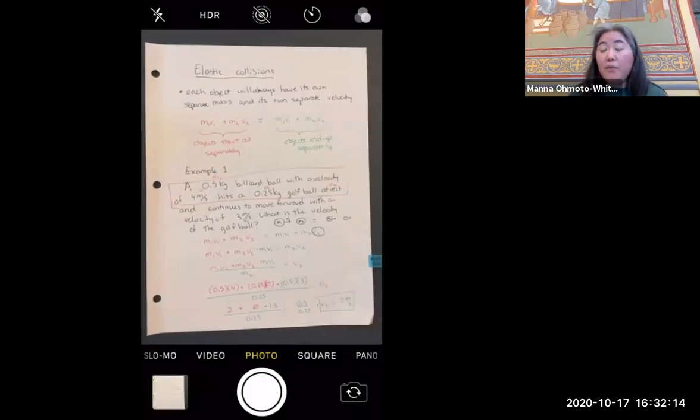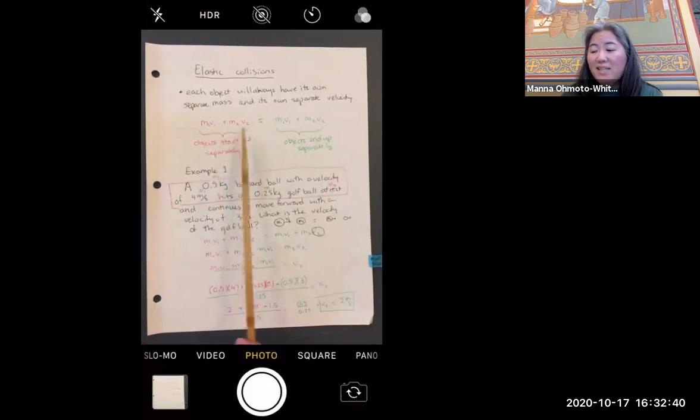Elastic collision. So we've looked at inelastic collisions and recoil. Now we're going to look at elastic collisions. In elastic collisions, it's important to remember that each object always has its own separate mass and its own separate velocity. So they start out separately, m1 v1, they have their own velocities, plus m2 v2, will equal their combined velocities and times mass afterwards.